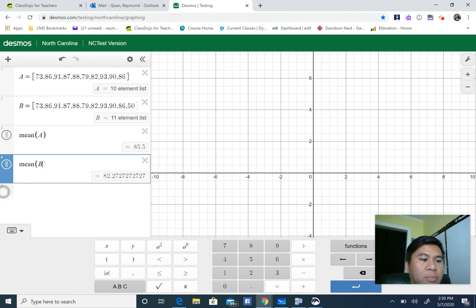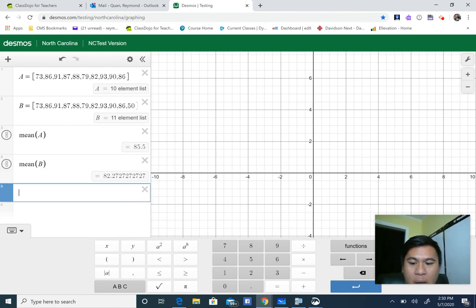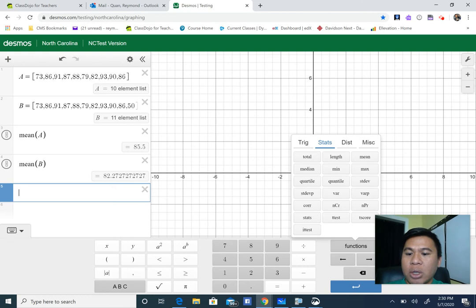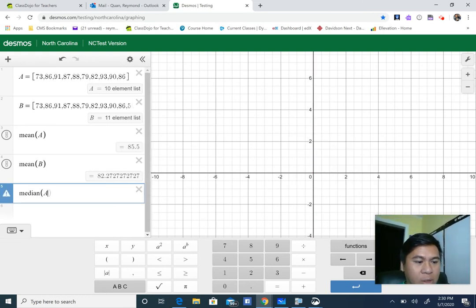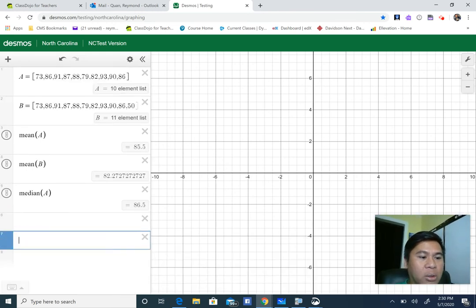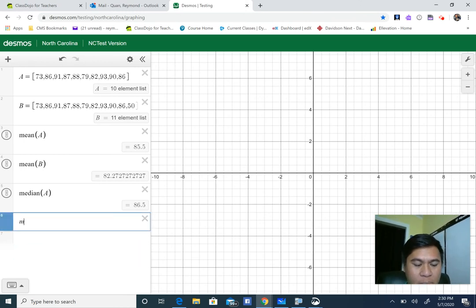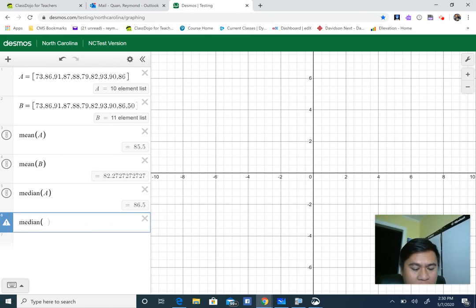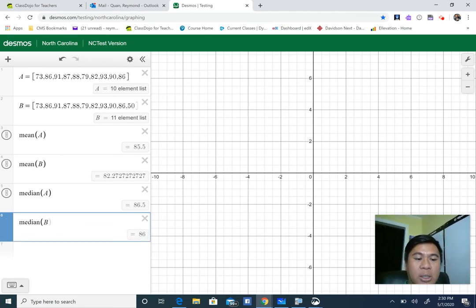Now to get the median, I'll do the same. I can also use the functions and click the median if I want to, of A, which is 86.5. And the last one, for number 6, once again, to get the median, I can simply type in the median of array B, which is 86. So again, the mean and the median are just the same, but the mode is not in this particular case.